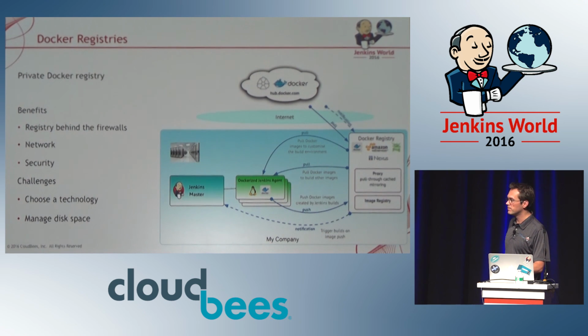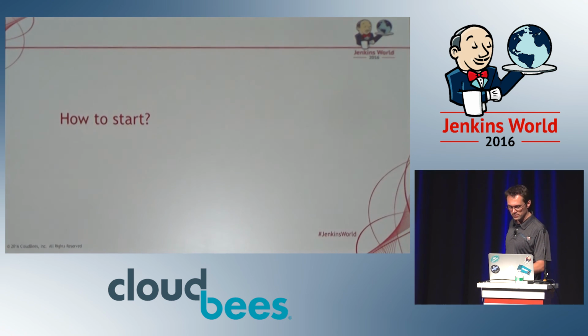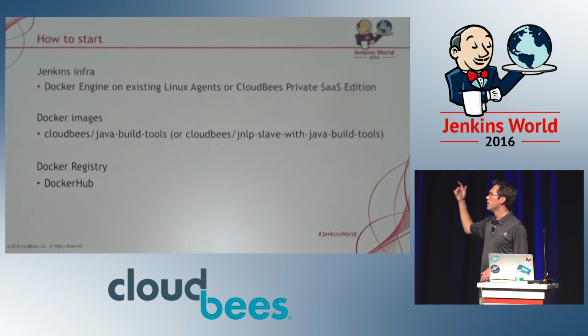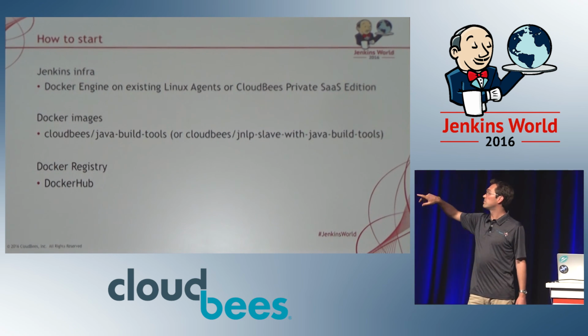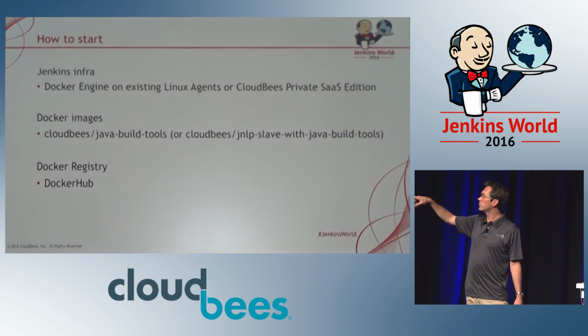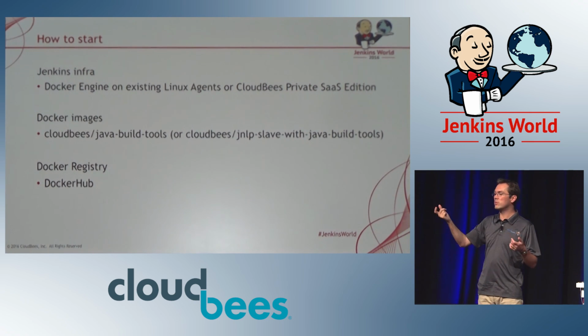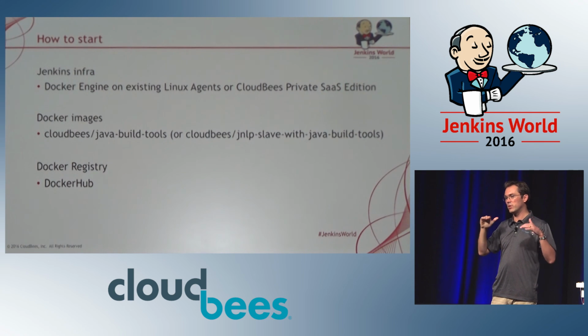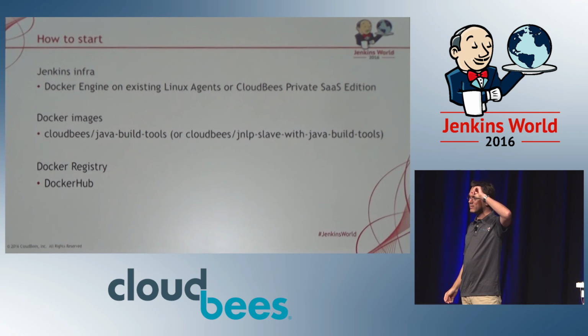Okay? How to start? First, you will have to choose how you Dockerize your Jenkins infrastructure. I propose you two approaches. First is you install the simple Docker engines on your existing Linux agents. Very simple and iterative approach. Or, wearing my CloudBees hat, I recommend you look at CloudBees Private SaaS Edition.